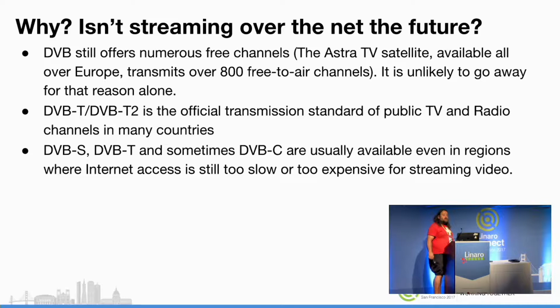For example, the Astro TV satellite, which is available all over Europe, transmits over 800 free-to-air TV channels and an equal number of radio channels. It is unlikely to go away just because of that. In many countries, DVB-T and DVB-T2 are the official transmission standard of public TV and radio channels. Those are not going to go away. In some contexts, they are really important, like providing emergency information. So we would want to see them supported in any box as well.